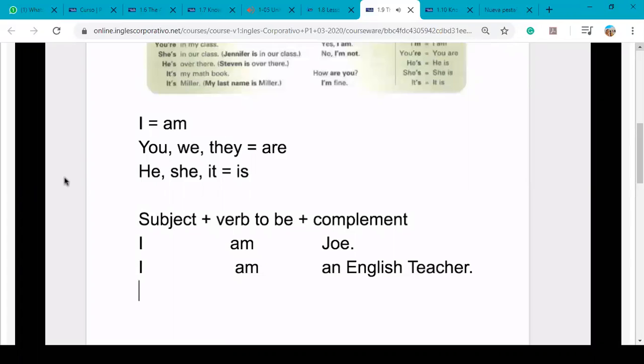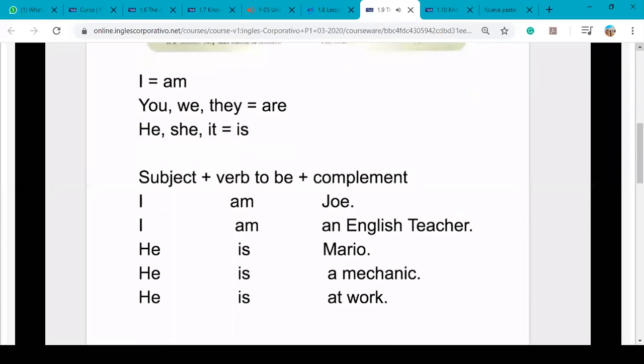Okay, let me give another example. Now I'm going to give an example with he. He is the subject of our sentence. If you remember, for that, we're going to use the verb to be is. He is. And we're going to say Mario. That's his name. We're going to say he is mechanic. He is at work.